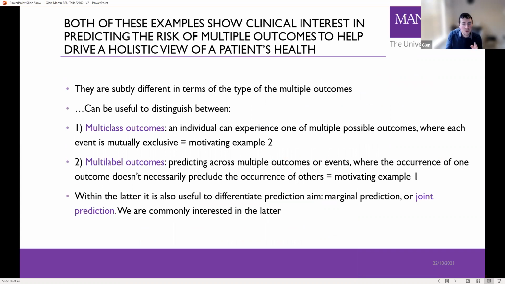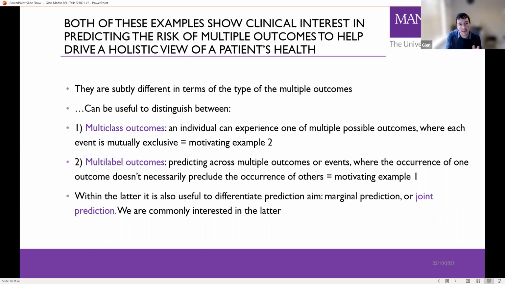So when we're thinking about multiple outcomes, it's useful to distinguish between the type of outcome. What I'm interested in primarily is what I call multi-label outcomes. This is where you're predicting across multiple possible events where the occurrence of one doesn't necessarily prevent the others from happening. So like that AF example.